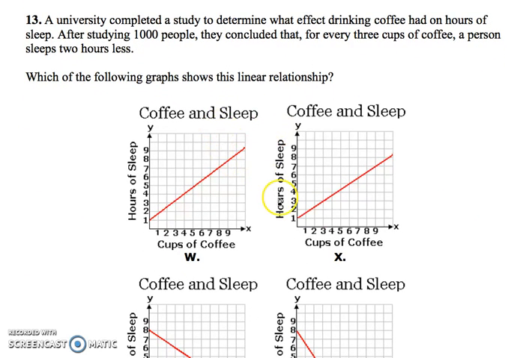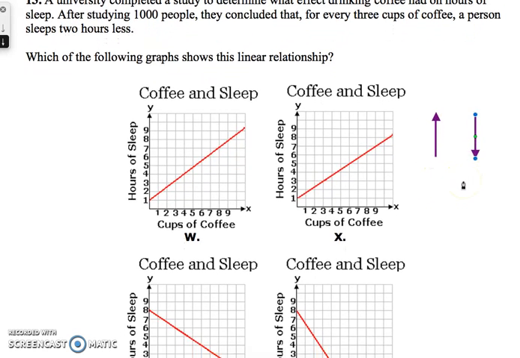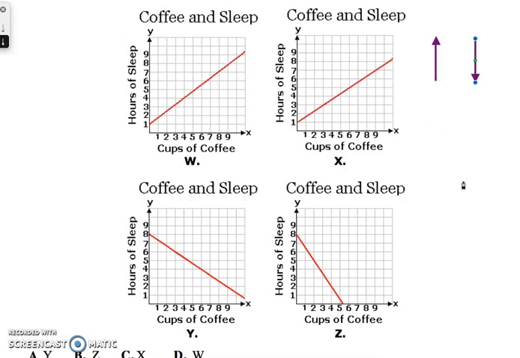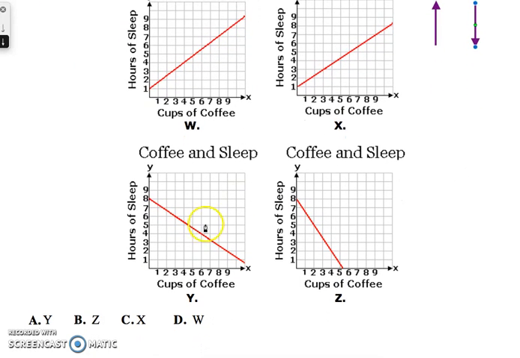13, again, another linear relationship here. It tells you a relationship that for every 3 cups of coffee, a person sleeps 2 hours less. So as coffee goes up, sleep goes down. When you have one variable going up and one variable going down, that's going to give you a negative slope. So I know it's not going to be W or X. I'm going to look at Y and Z here.